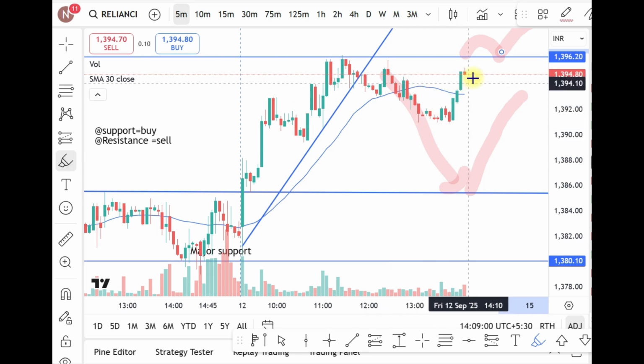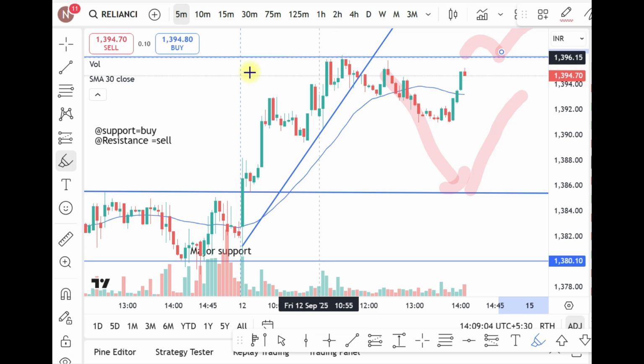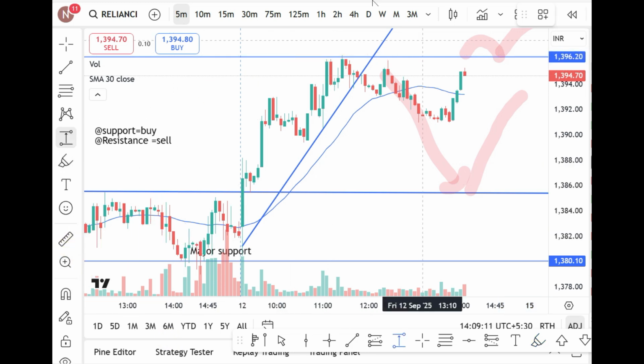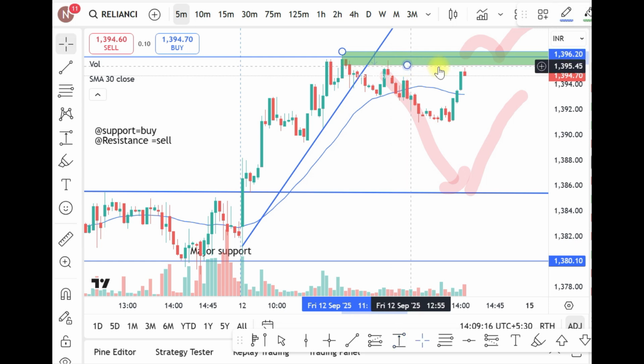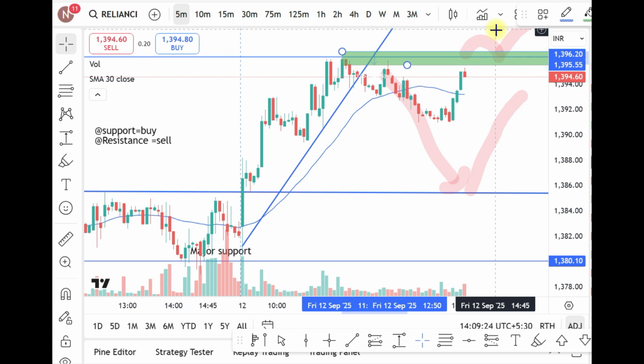See, the price is again bouncing back because this is the supply zone here. So the sellers' supply is more here, and it is not allowing the price to rise further.